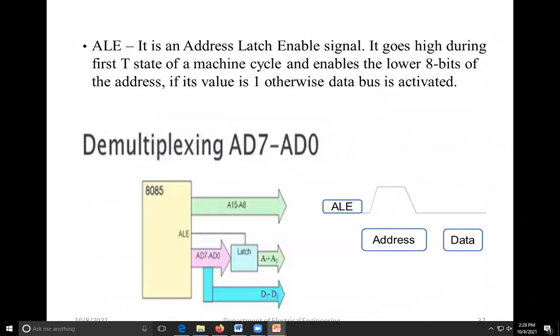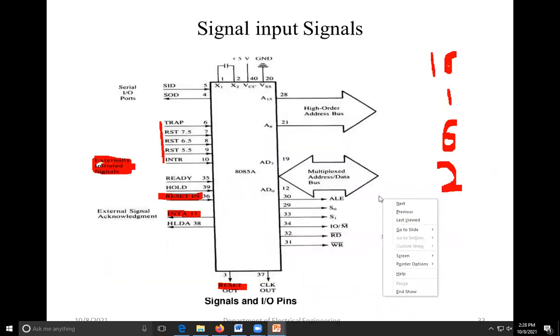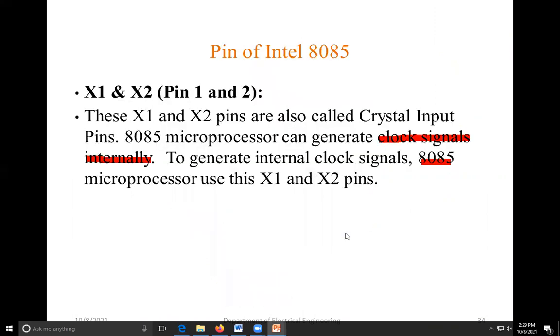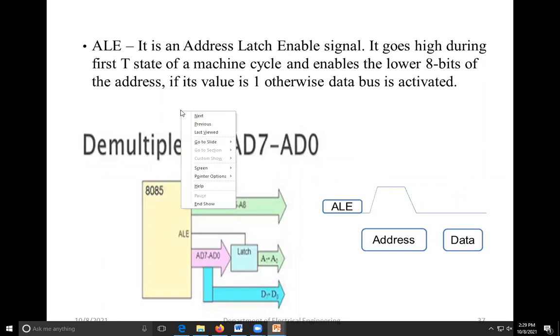So now, how is ALE working? I'm asking what ALE is. What is the use of ALE? When it is active high, it acts as an address bus, and if it is active low, it acts as a data bus. We are discussing this briefly in this point, ALE. See, what is ALE? The long form of ALE is: A means address, L means latch, E means enable. Address latch enable signal.